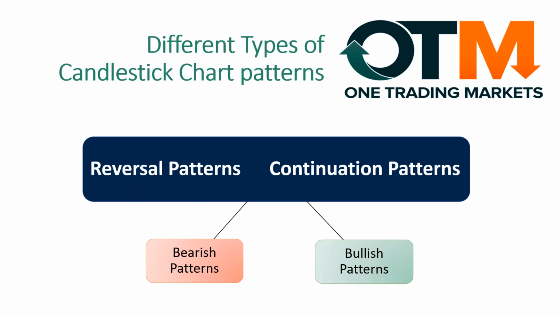Continuation patterns are the other way around. Basically, we see a market going up, and we see this pattern, and we understand that the market will continue its upward movement. Now, these are divided into bearish patterns and bullish patterns, which we are going to explore next. Any questions so far about any of the information?